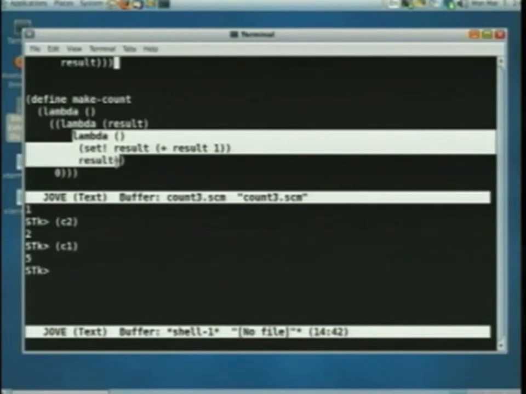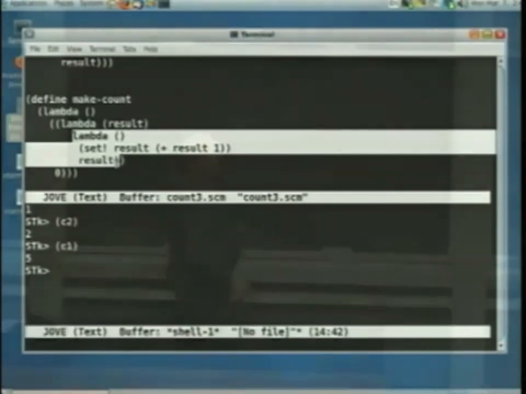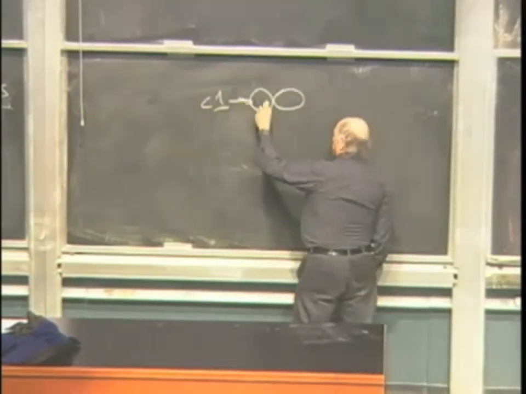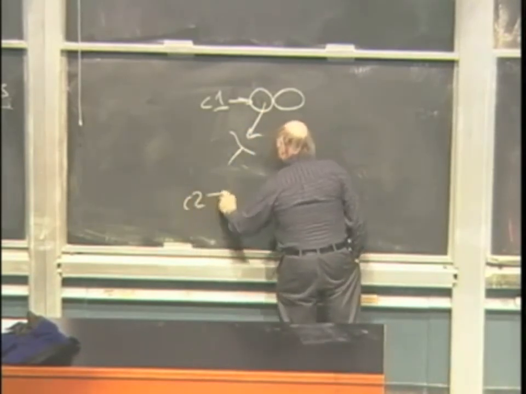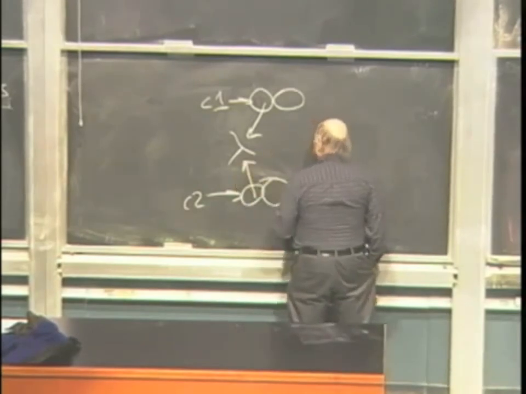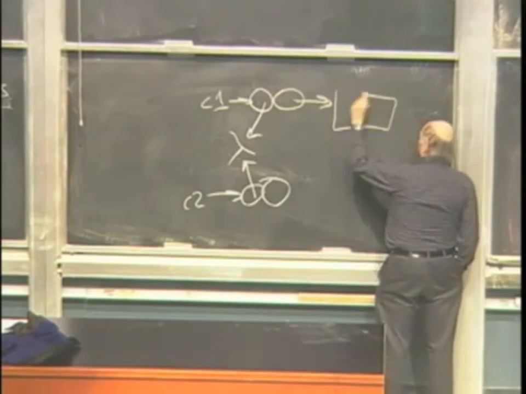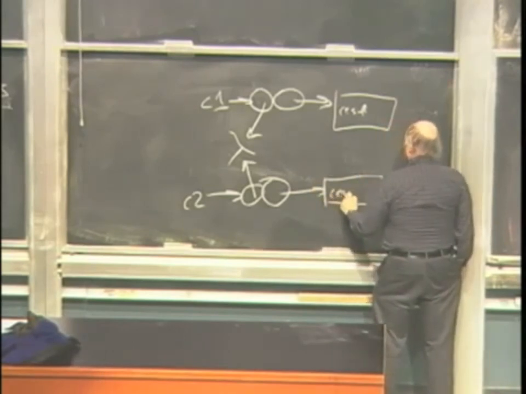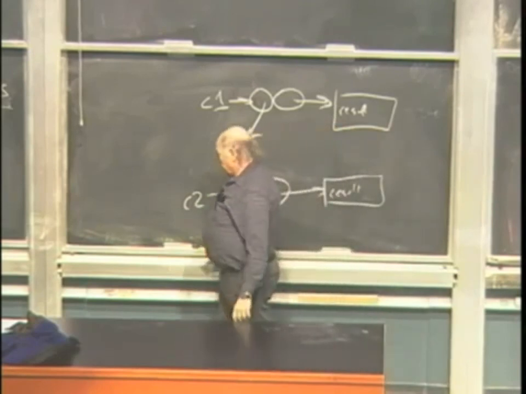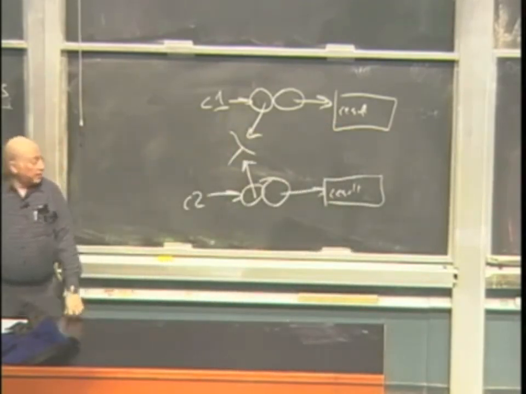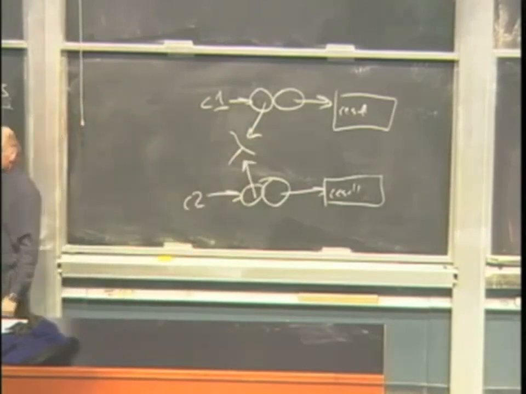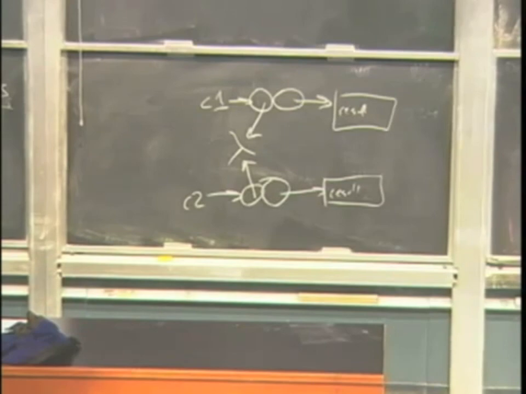Now, the way we get two different counters out of the same piece of code is C1 is this procedure, and C2 is this procedure, and they point to the same lambda expression, but they have two different variables result. Two different environments, each of which has its own result variable. Okay? So, same procedure text, but different procedures with different persistent local state variables. Okay?